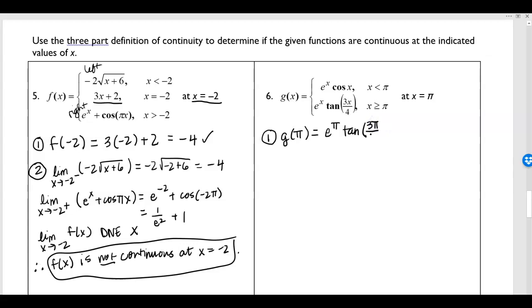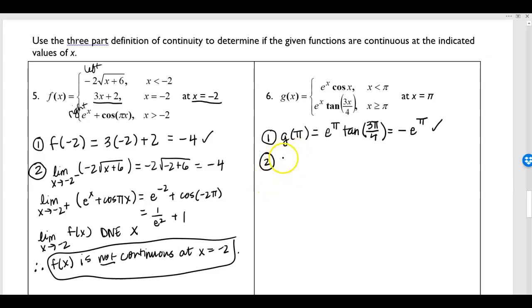Now I know you might be struggling to remember your trig values, which you will need to work on if you're struggling with it. You might think of tangent of pi over 4 in the first quadrant, that's positive 1. But in the second quadrant, 3 pi over 4, tangent is negative, so this is negative 1. So that means g of pi is negative e to the pi. Again, that is some number. It's okay. I'm just going to check it off. I don't need to worry about what it is as a decimal.